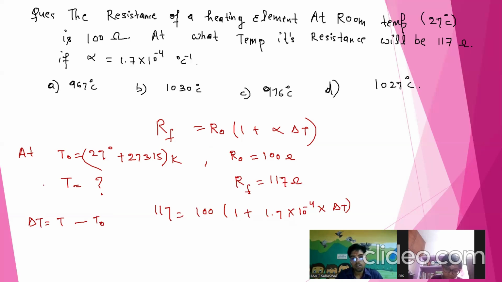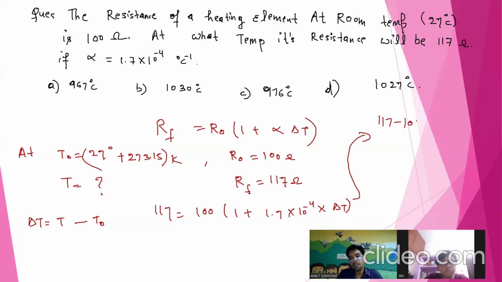Clear? If you want the answer in Kelvin, you should put the value of T naught in Kelvin. If you want the answer in Celsius, no need to put in Kelvin. The answer will be in degrees Celsius, and they have asked that. You can write it like this.